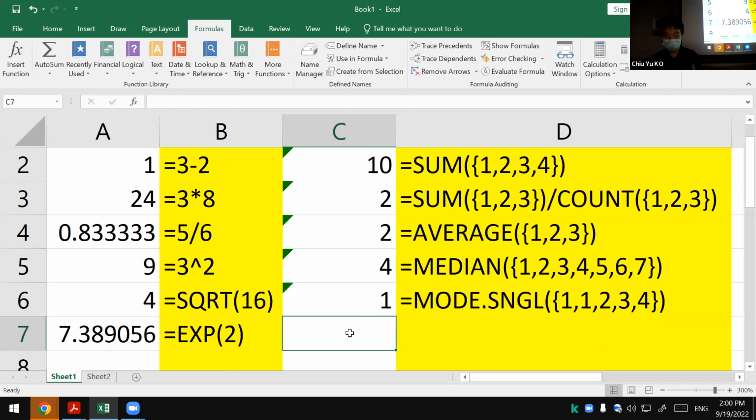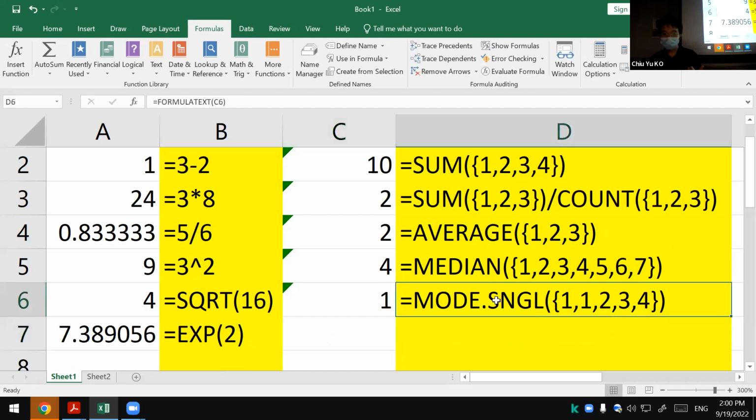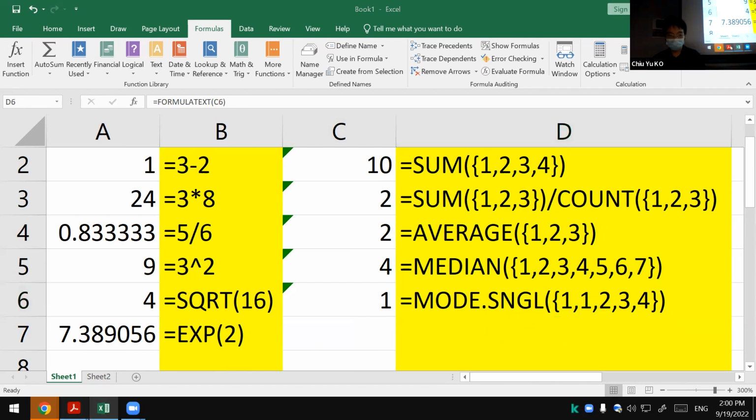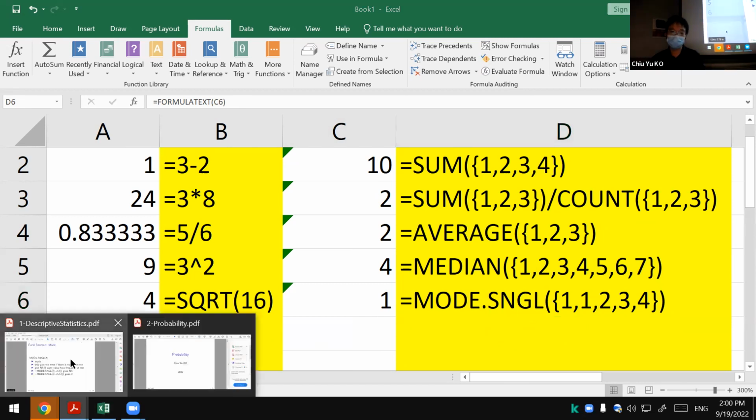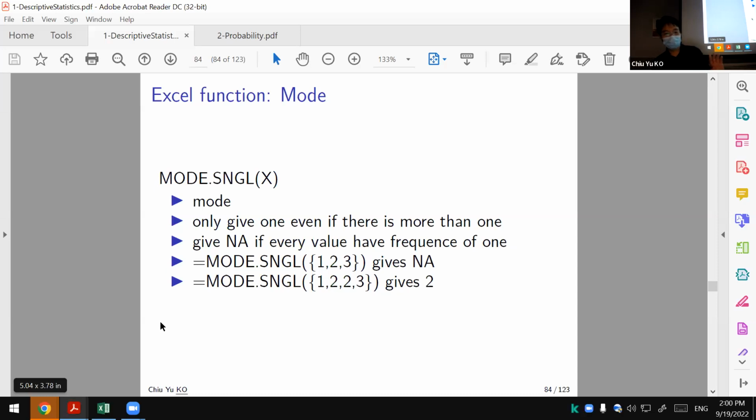Right? So that is how I do the calculation, the mode. When you have more than one mode, I think Excel will give you the smallest number that reaches the mode. So that would be how Excel does the calculation. And if you have things that only appear once, then there is no mode.